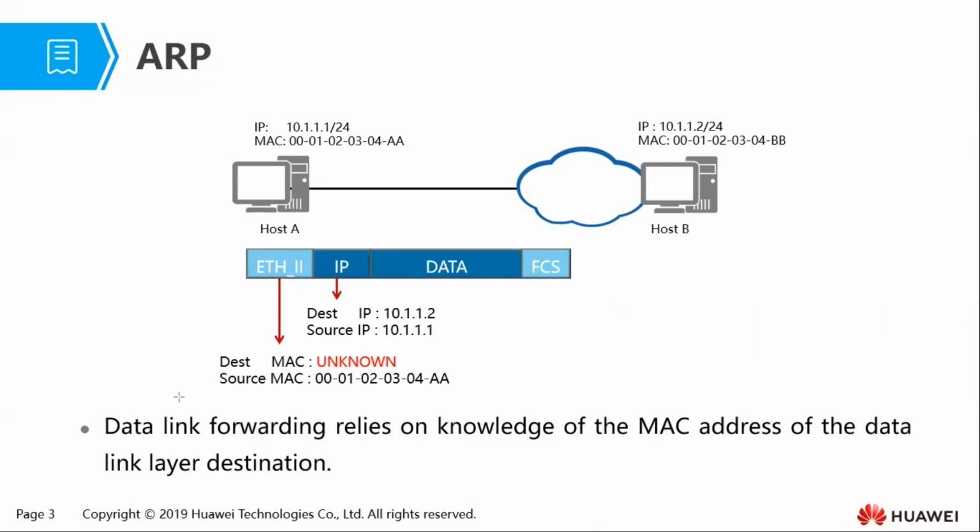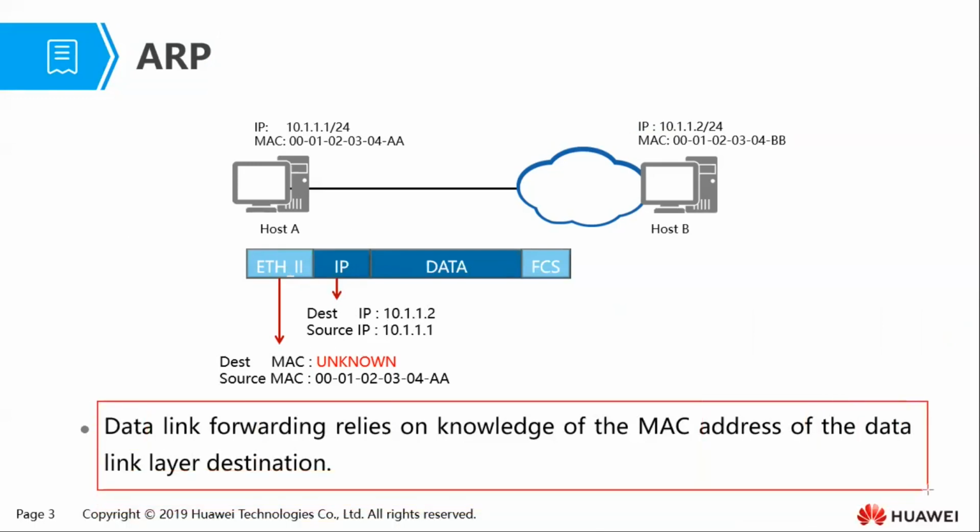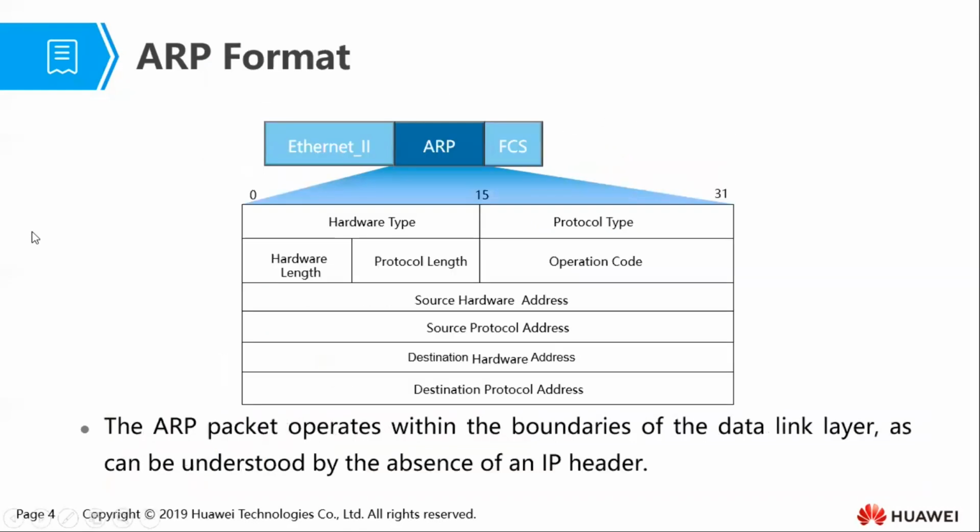So the data link forwarding relies on the knowledge of the MAC address of the data link layer destination. So lazima tujue MAC address ya destination before to forward. So it is this guy, ARP, that is going to help us to discover and learn the MAC address of host B. So in this chapter, that is what we're going to look at, how it's done. So let's begin by looking at the ARP header.